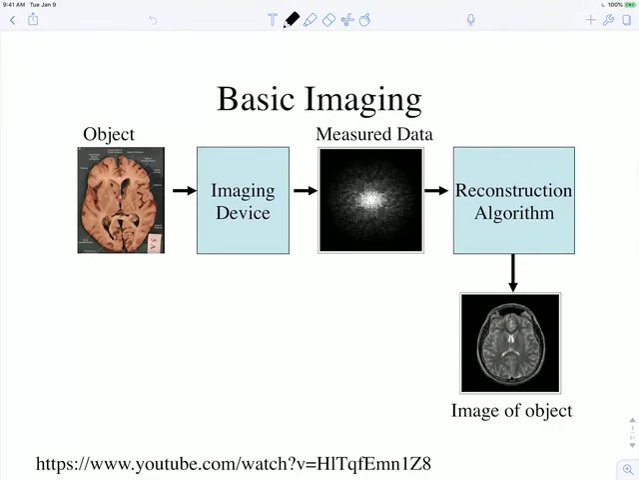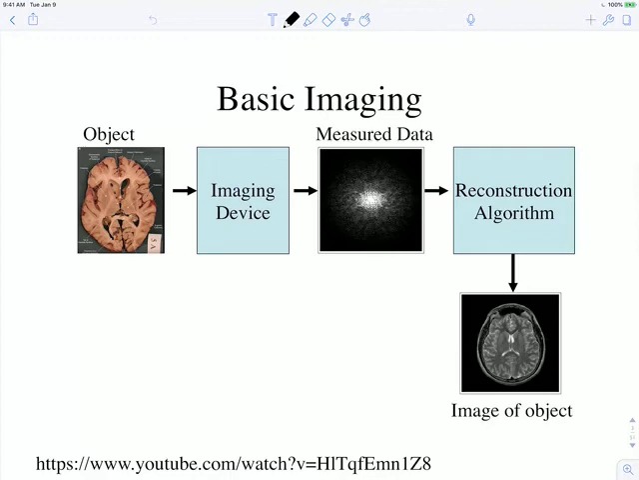So the basic problem is here. Okay. So we have some objects, in this case just a picture of a human brain, and then it's going to go through some imaging device. And what we're going to find out is if we look at the data that's coming right off the imaging device, in general, it looks nothing like the object. Okay? So one of the first things we need to figure out is how does the imaging device work, and what is the data that's coming off, what's the raw data look like? So that's the first step.